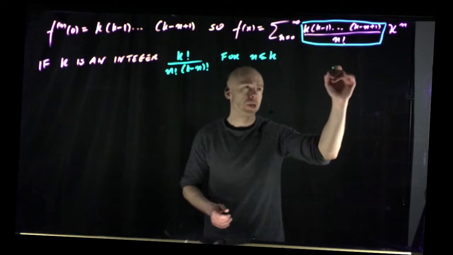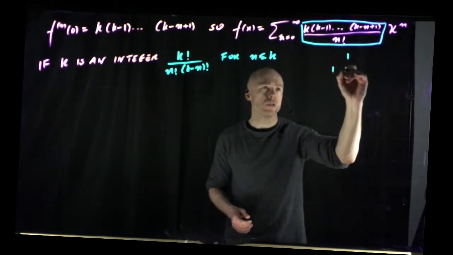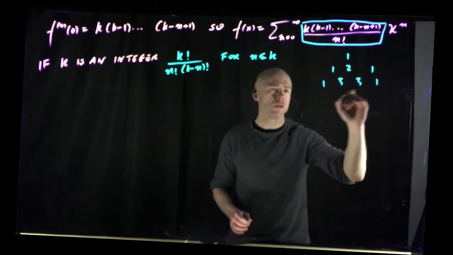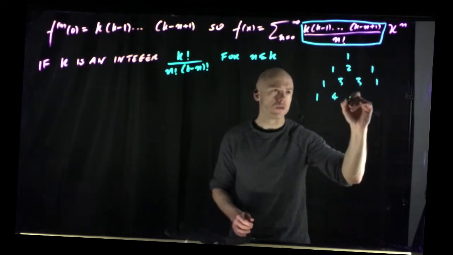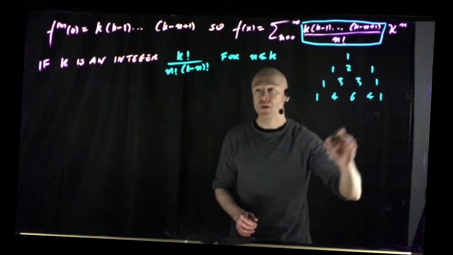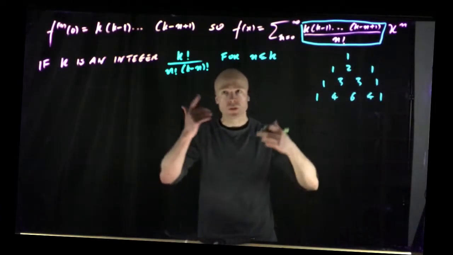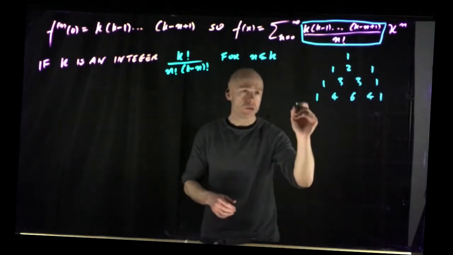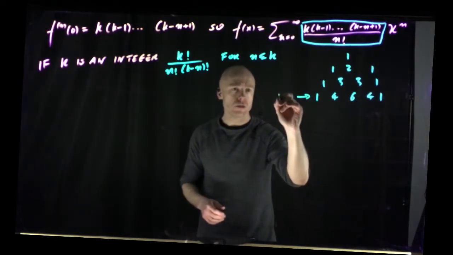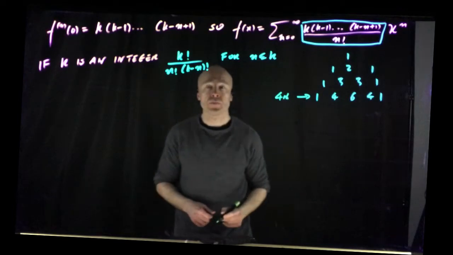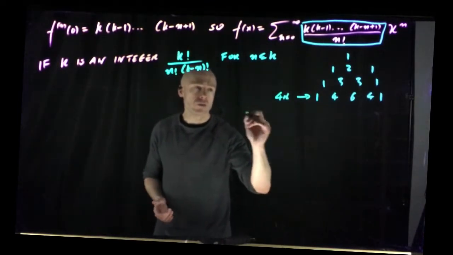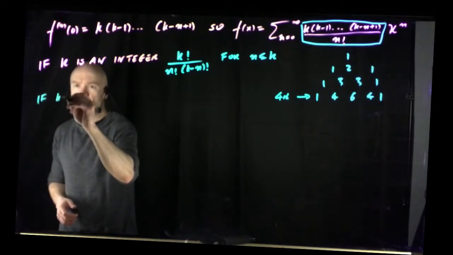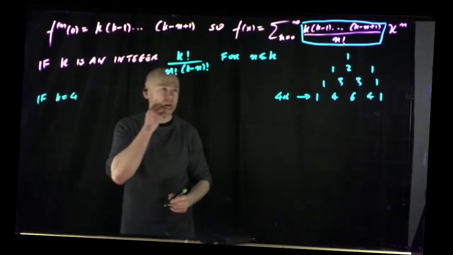So let's play with Pascal's triangle. So we have 1, 1, 2, 1, 1, 3, 3, 1, 1, 4, 6, 4, 1. So if we've got this right, then this thing should give back this thing. So here we are at the fourth level, right? So this is the fourth. So this is when k equals 4. So if k is equal to 4, let's see what happens.